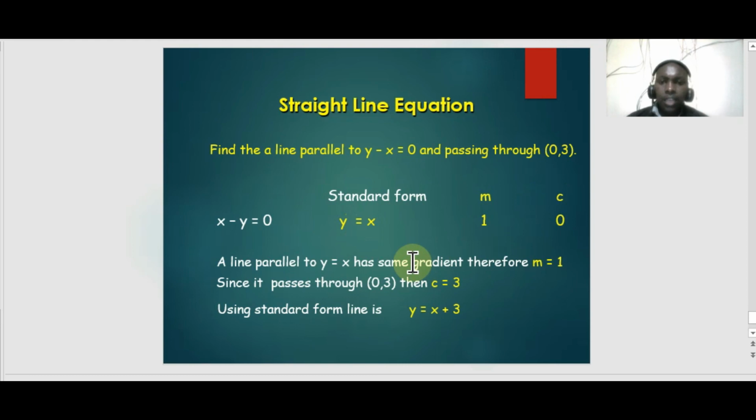After getting that, a line parallel to y = x has the same gradient, because we've said that two lines which are parallel to one another have the same gradient. So the gradient is 1, and that line must pass through (0, 3). This means it cuts the y-axis at 3. Therefore, the equation of that line in standard form will be y = x + 3, with 3 denoting the y-intercept where the line cuts the y-axis.